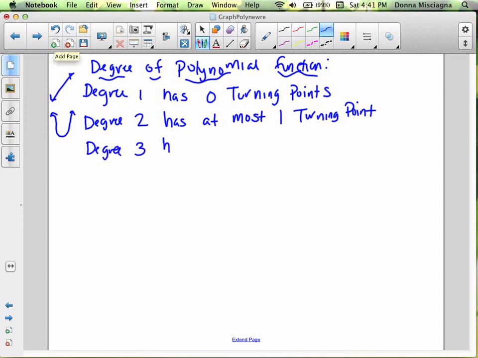Degree 3 has at most 2 turning points. And degree 3, I'll just draw a generic one. It could go the other direction, but we'll just draw it going that way.